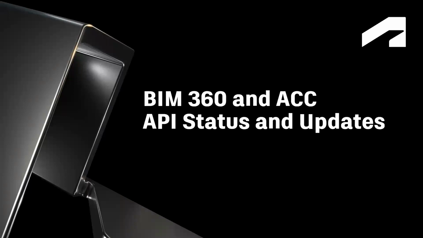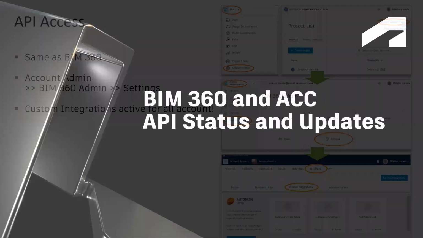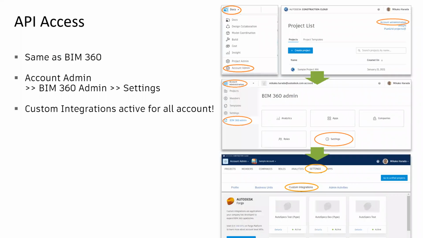And next, let's take a look at the latest status of BIM 360 and ACC API, including recent updates. Accessing the API is the same as BIM 360. Currently, you need to go to the BIM 360 account admin UI and then settings to provision your apps. Custom integration tabs should be active by default for new accounts.